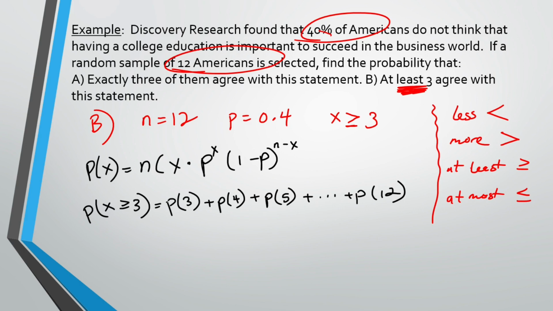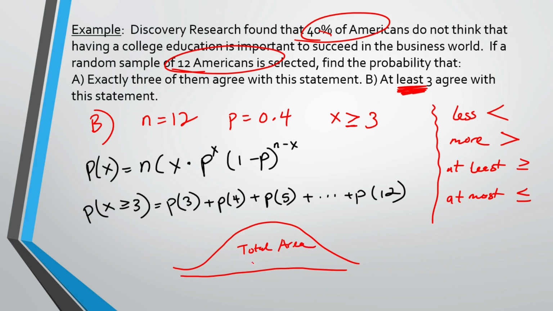Remember, being greater than or equal to 3 means 3, 4, 5, all the way to 12. And that's a lot of calculations. That's 9 calculations, and I don't want to do that. So we're going to try to find another way to do this. So I want you to think about it. Look at our distribution. What's the total area under the curve? What is the total area?